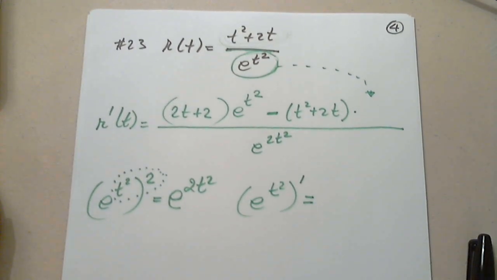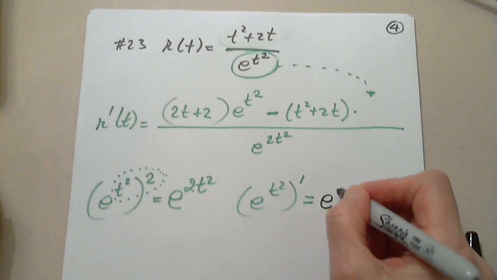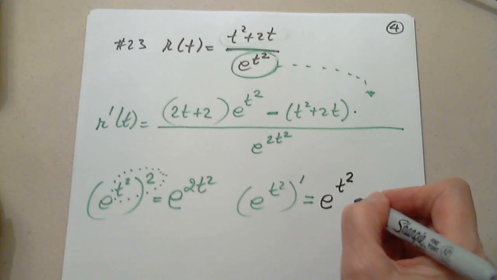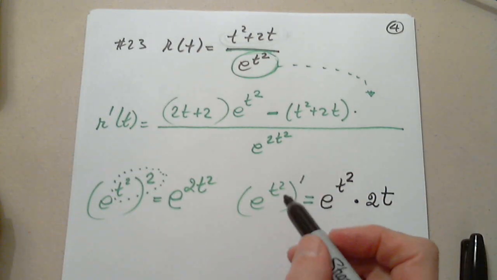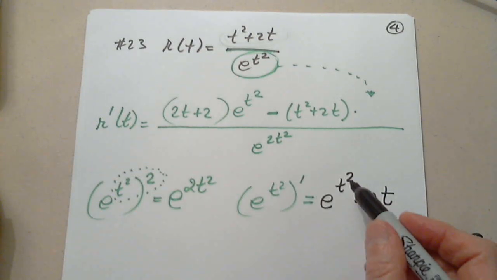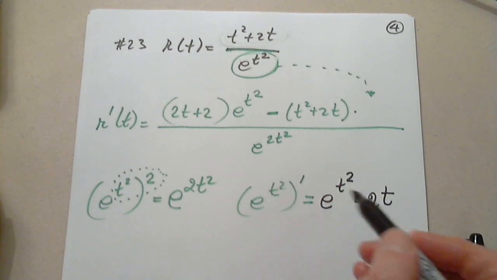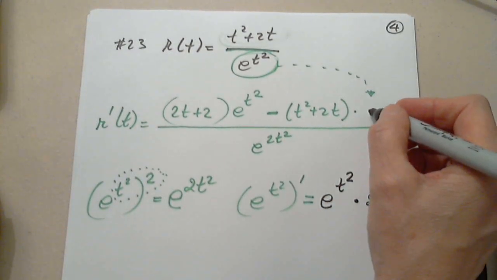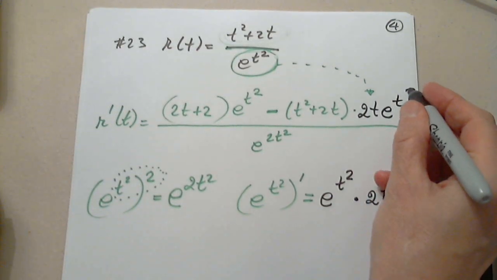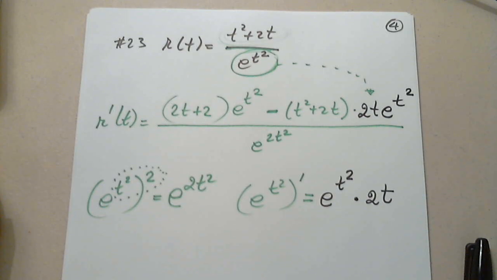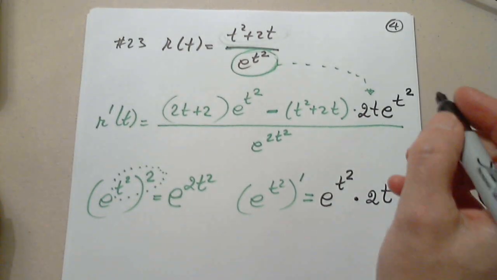Try it, please. It's okay. 2et? Yes, but you have to write e to t squared times the inner function prime, which is 2t. E to a function prime is e to that function times the inner function prime. So that's what I have to write here. Yes, you can write it as 2t, I agree, but e to t squared. Yes, we're going to try to simplify it a little bit.